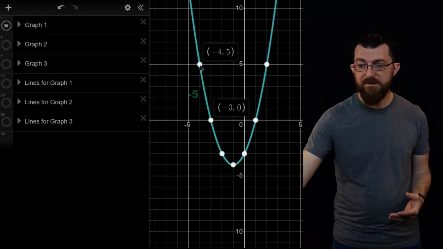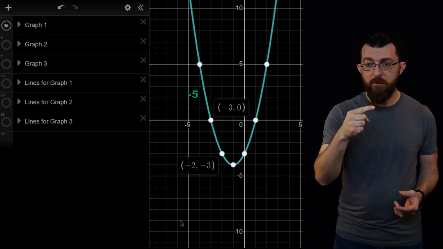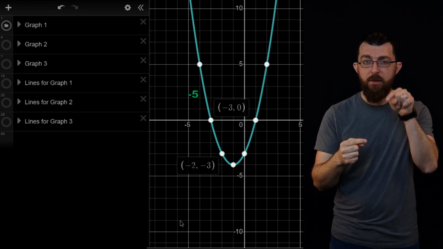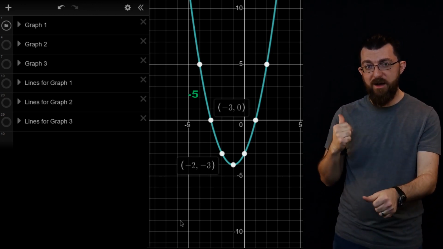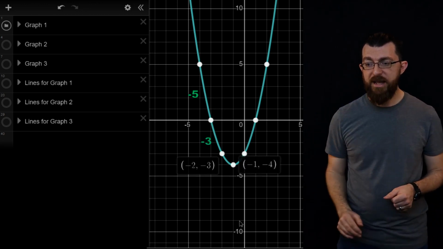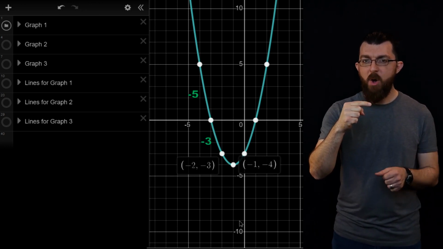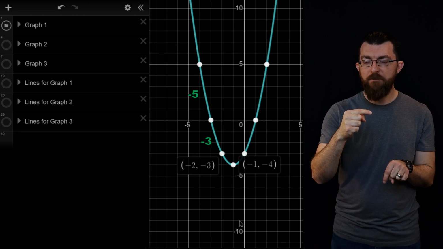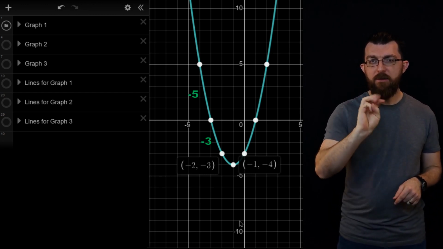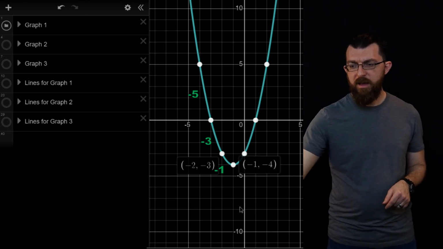Let's move on to the next little segment. From negative 3, 0, down to negative 2, negative 3. Again, it goes over 1 to the right, but this time it goes down by 3. We went from negative 5 to negative 3. The next little segment, this goes from negative 2, negative 3 to negative 1, negative 4. Again, over by 1, but this time only down by 1. We went 5 and then 3 and then 1. Those numbers sound familiar? Okay, let's keep going on.